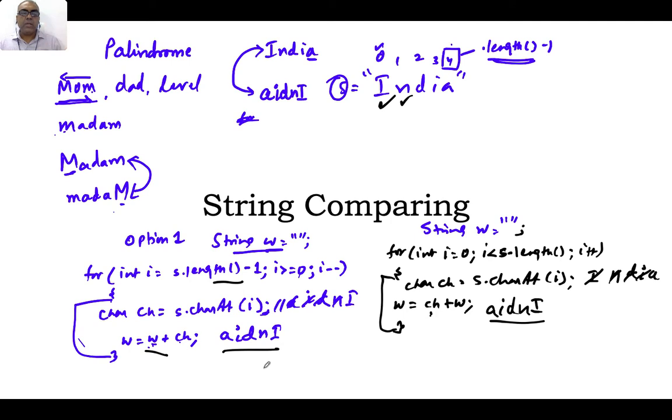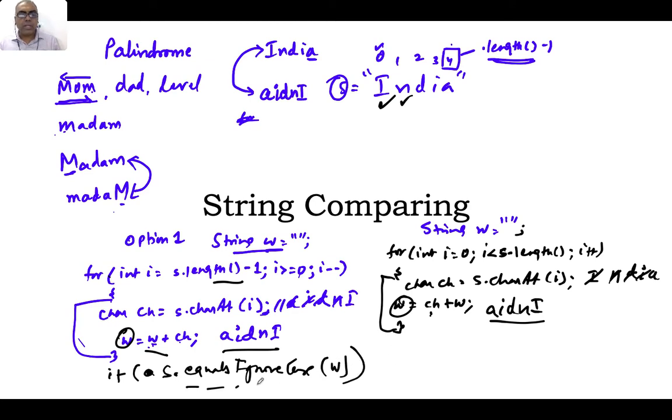So reversing can be done both ways. As a programmer, you have to take a call on what the requirement in your program is, and accordingly you can choose. I will show you this in a program also, and then we will see once the value is reversed. In both cases, I just have to say if original dot equalsIgnoreCase of W, then I can find out whether it is a palindrome or not.